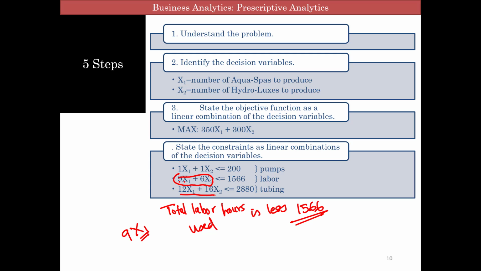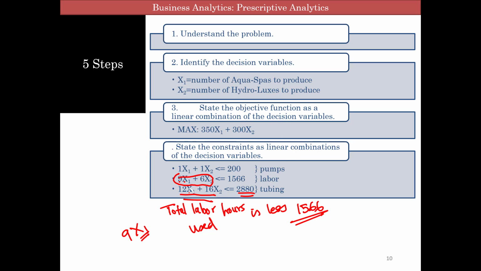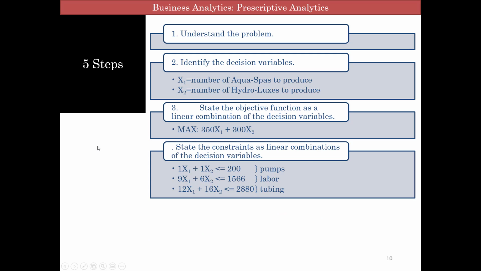Similarly, this one is total number of tubing is less than 2,880. If you produce 1 aquaspa, it needs 12 feet, 2 is 12 multiplied by 2, 3 is 12 multiplied by 3. So this is 12 multiplied by x1 plus 16 multiplied by x2. That's the number of hydroluxes. So that gives your constraints.